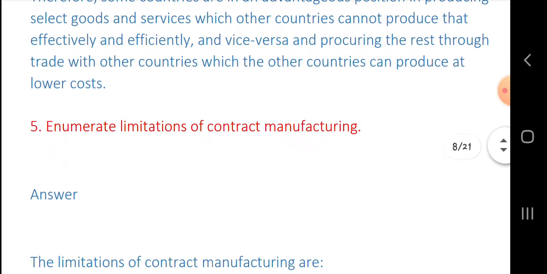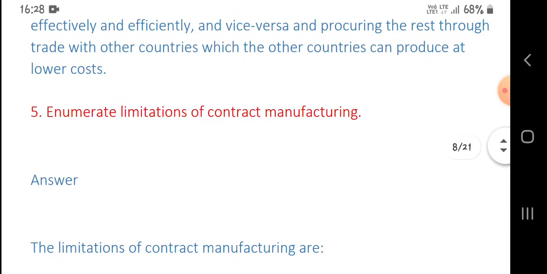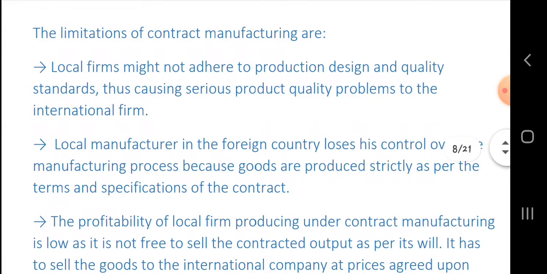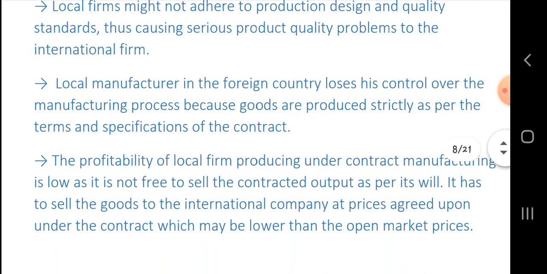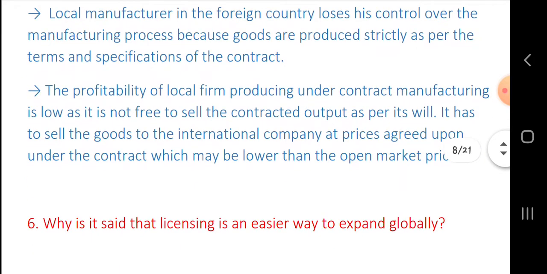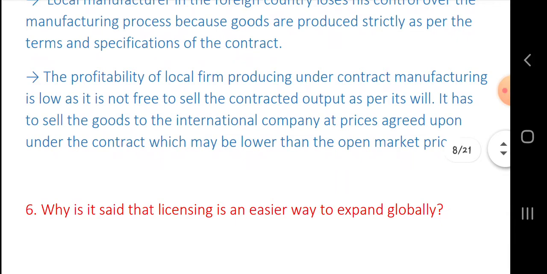Next, let us know what the limitations of contract manufacturing are. Local firms might not adhere to production design and quality standards, thus causing serious product quality problems to the international firm. The local manufacturer in the foreign country loses its control over the manufacturing process because goods are produced strictly as per the terms and specifications of the contract. And the profitability of the local firm producing under contract manufacturing is low as it is not free to sell the contract output as per its will.